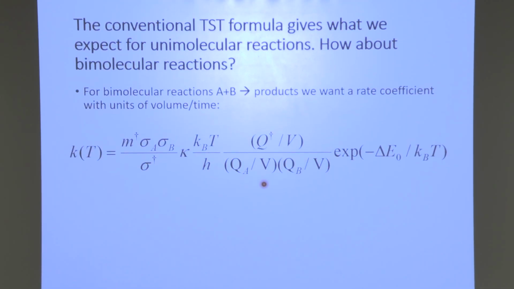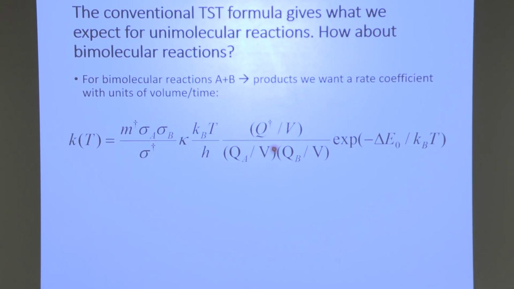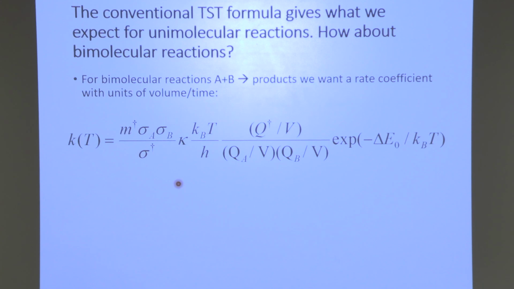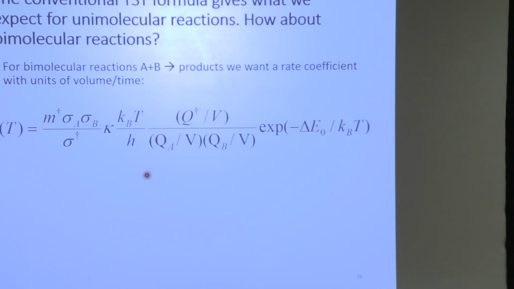All right, for bimolecular reactions, you get a slightly different formula. Instead of just 1 Q over Q, you actually get this slightly different thing where it's the transition state Q divided by the volume, and then reactant A and reactant B each divided by the volume. And these volume factors make it come out to have the units you'd expect for a bimolecular rate coefficient. So it'll be liters per mole second, or centimeters cubed per mole second, or centimeters cubed per second.